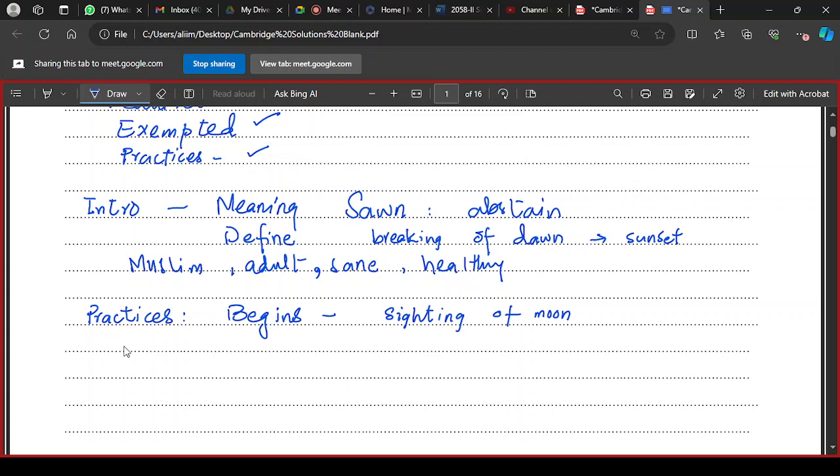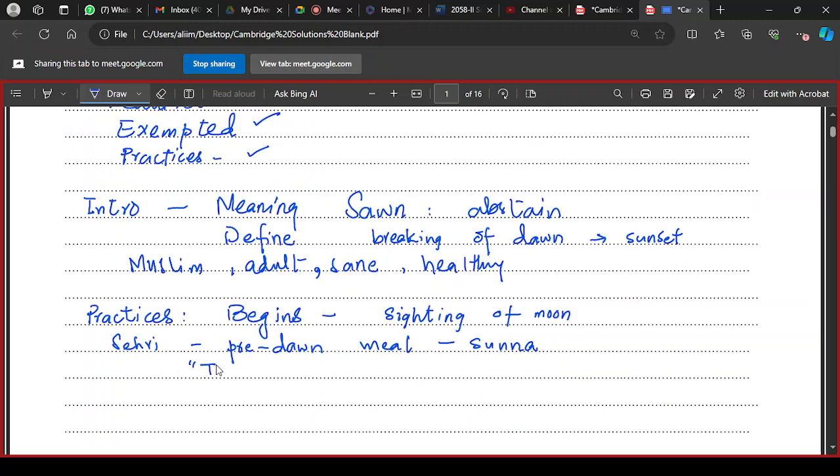Another practice is of Sehri, Suhoor or Sehri. Talk about Sehri. It is a pre-dawn meal which is called Sehri, and it is the Sunnah of the Holy Prophet, peace be upon him, to take Sehri, because the Prophet, peace be upon him, has recommended it to his followers.